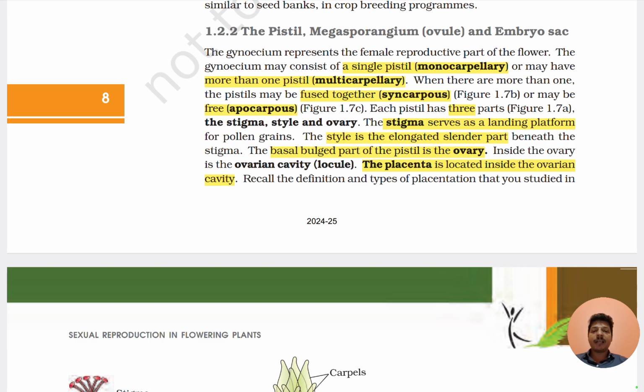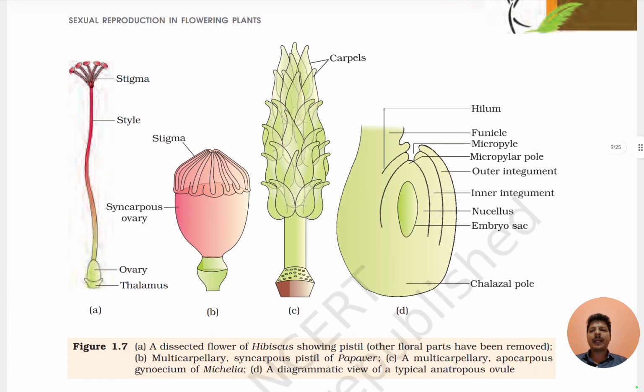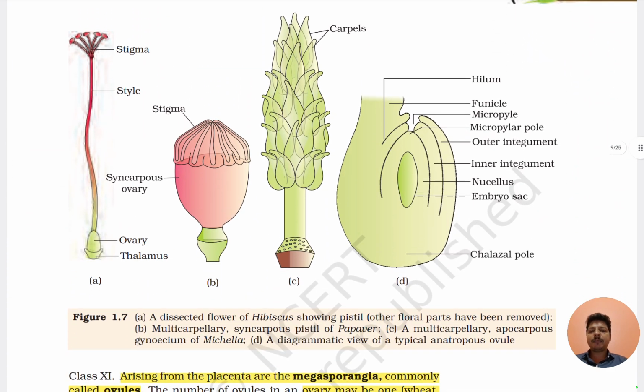Inside the ovary, the ovarian cavity or locule is present. The placenta is located inside the ovarian cavity. The same diagram is there. The first diagram represents the hibiscus showing the pistil, while the other floral parts are removed. The second diagram, B, shows a multicarpellary syncarpous pistil of Papaver. Third, a multicarpellary apocarpous gynoecium of Michelia. And the fourth diagram is the diagrammatic view of a typical anatropous ovule.